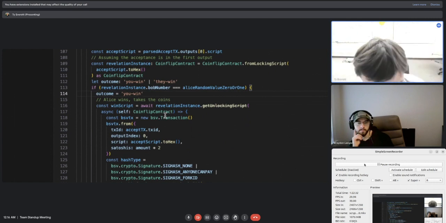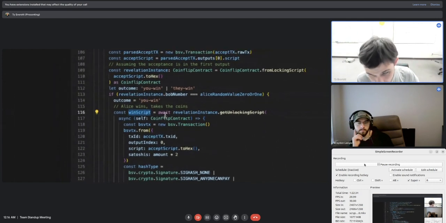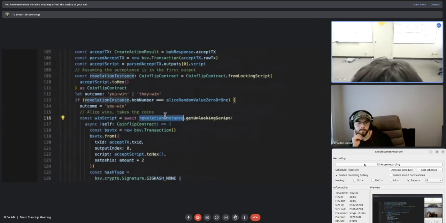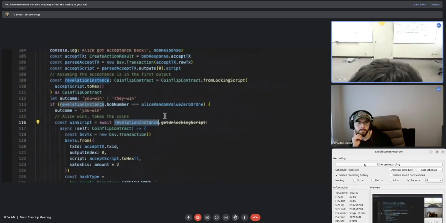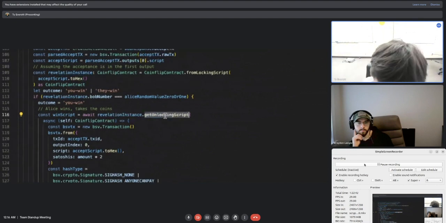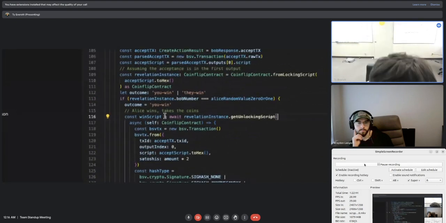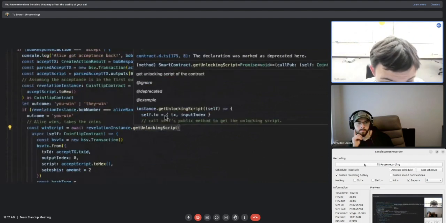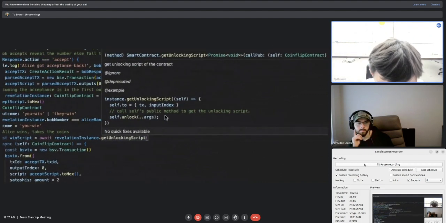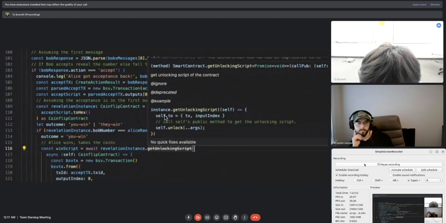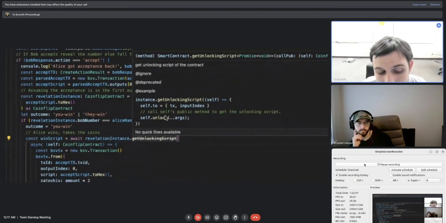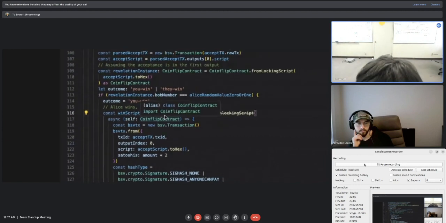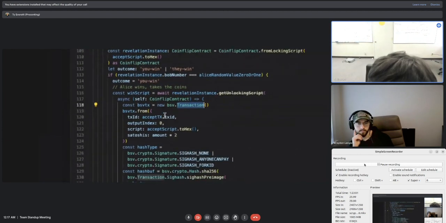So we need to construct a win script for Alice using the revelation instance's get unlocking script. Remember from yesterday, it takes call pub and these two things, and then it has to set the to and call the unlock method. So we've got a new transaction, which we're going to compute a script for.